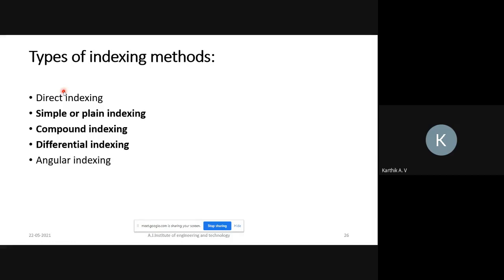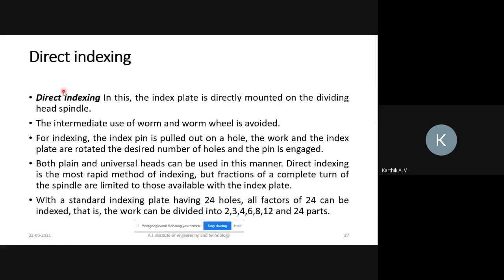In the direct indexing mechanism, how many holes are there in total? Total 24 holes in a plate. So you can divide the workpiece into 24 divisions with the help of the direct indexing mechanism. But if you want to make a 9 hole circle, it is not possible in the direct indexing mechanism. You can take only the divisions that are factors of 24.